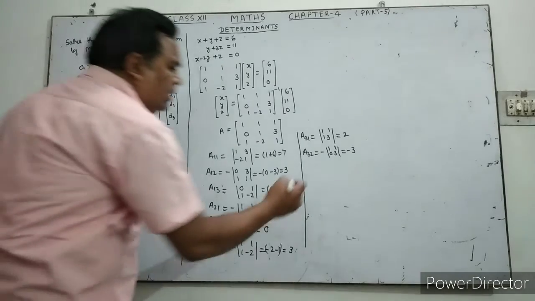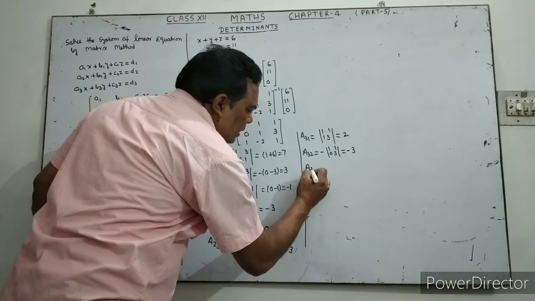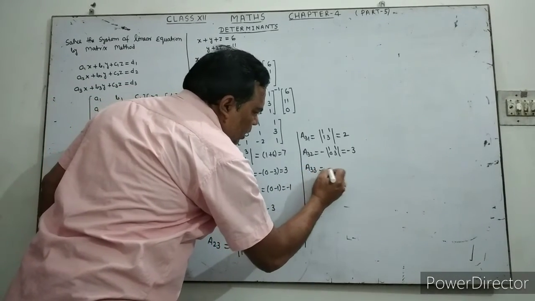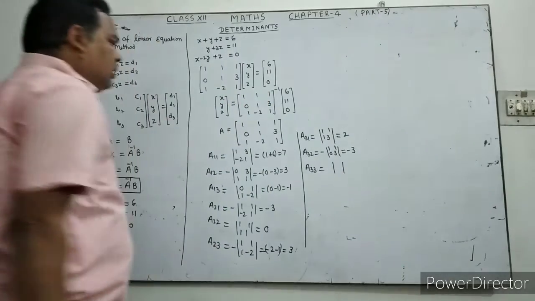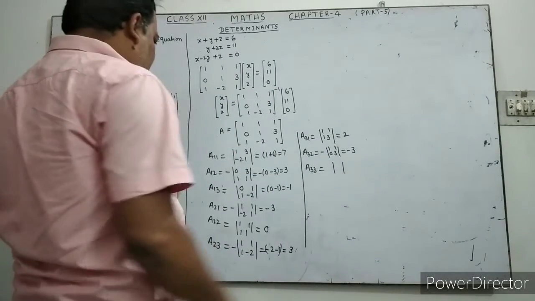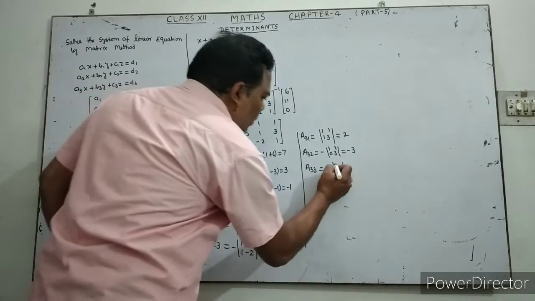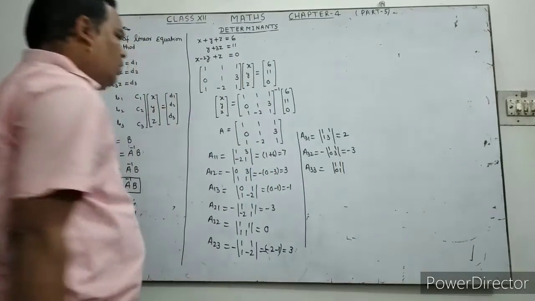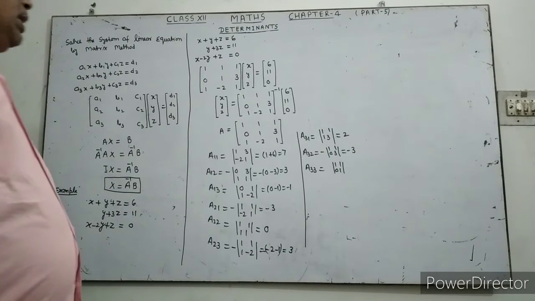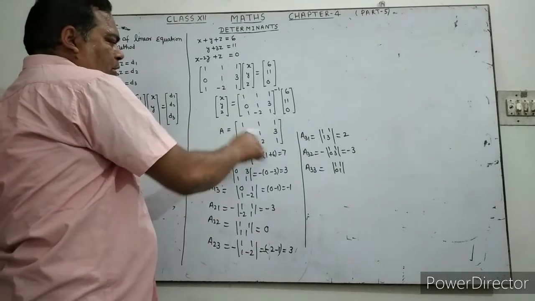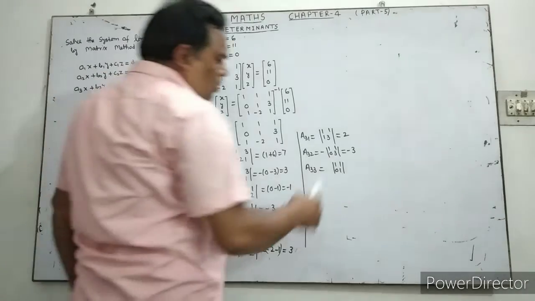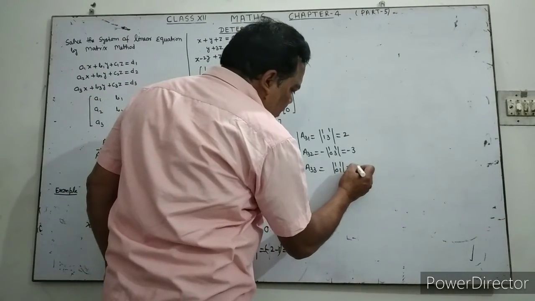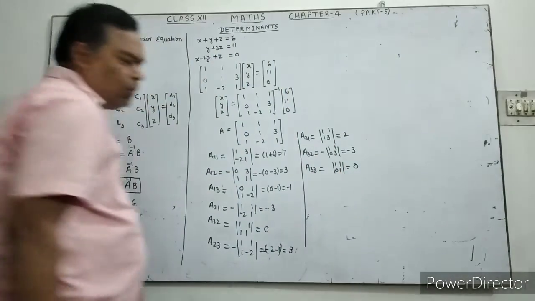A32, A33. Now A33, forget this row, this column. This is 1, 1, 0, 1. Then this is 1 minus 0. This is 0.